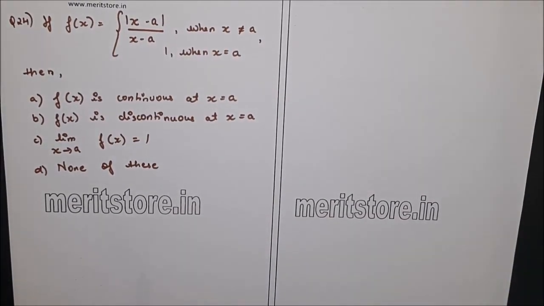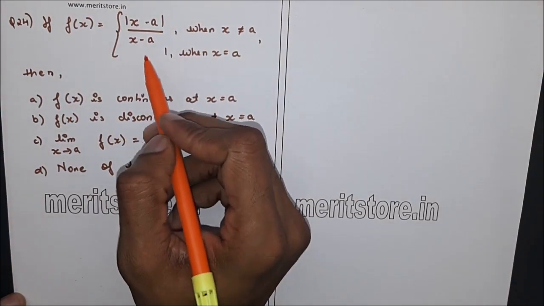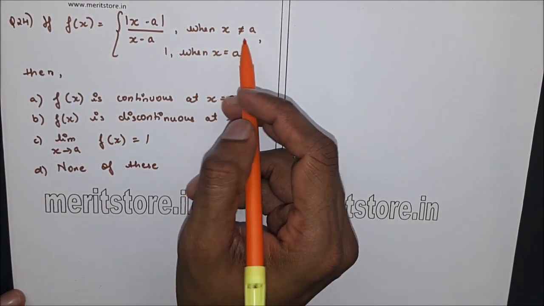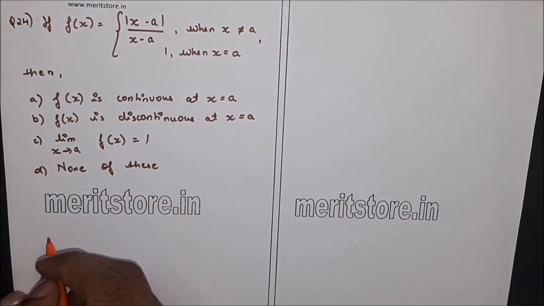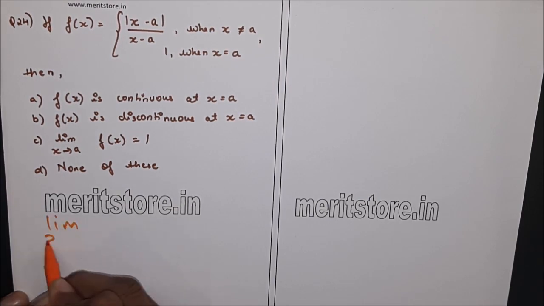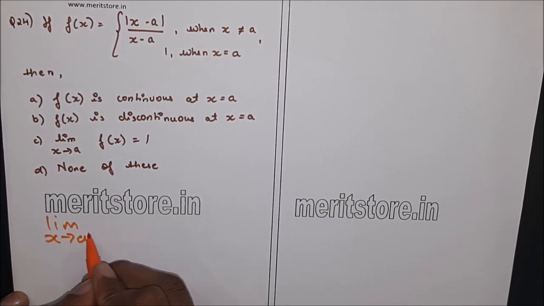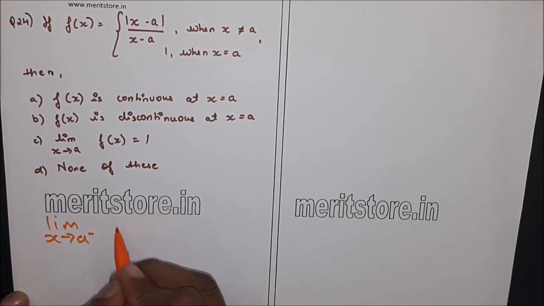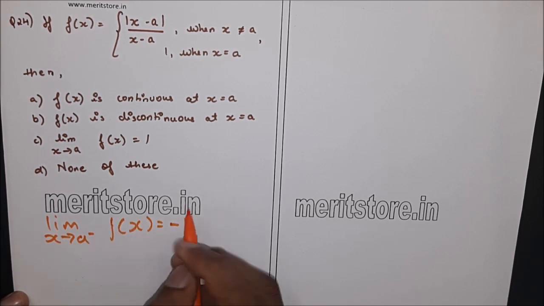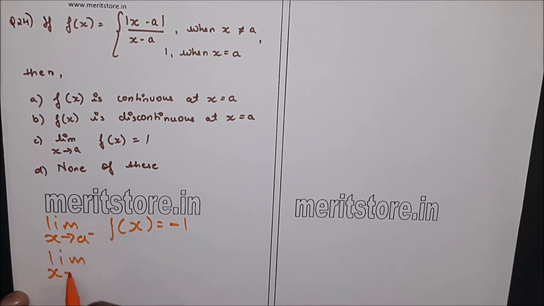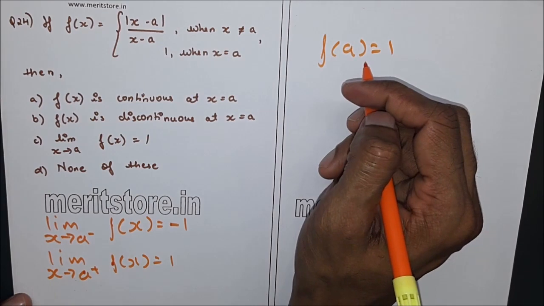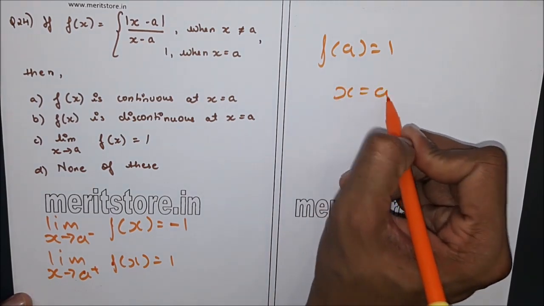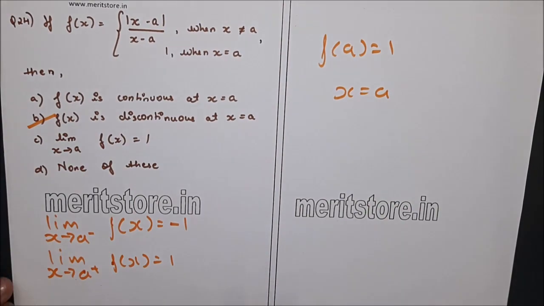Question 24. If f of x is equal to mod x minus a upon x minus a when x is not equal to a, and 1 when x is equal to a, then we are given four options. Limit x approaches a from the left hand side, that is f of x, we get as minus 1, and for limit x approaches a from the right hand side, we get f of x is equal to 1. Therefore f of a we get as 1. Therefore f of x is discontinuous at x is equal to a. Therefore we see option B is the correct answer.